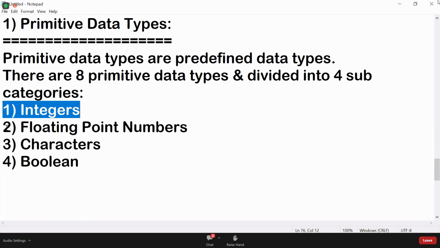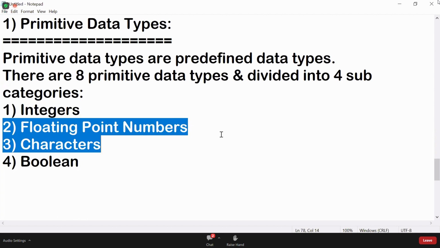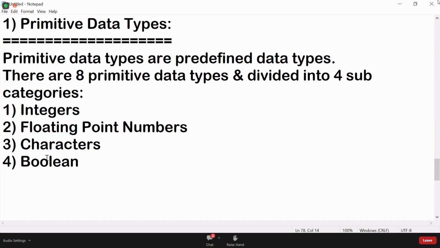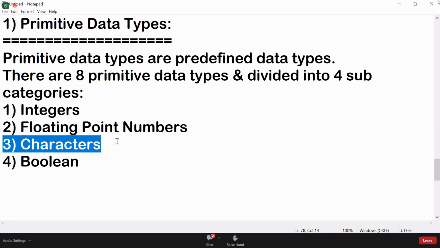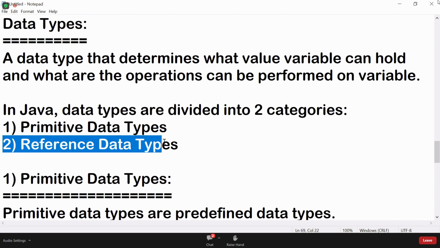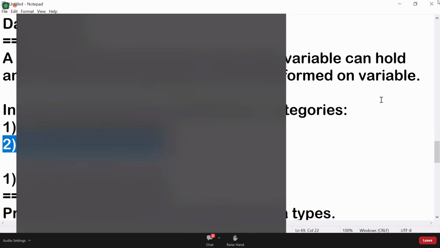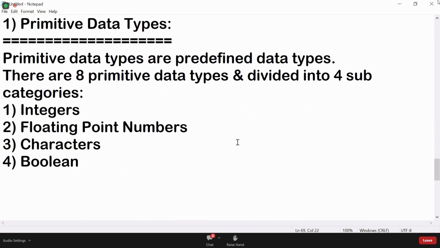6 categories of literals. Integer literals' purpose is the integers data types. Floating point literals' purpose is the floating point numbers category of data types. Character literals' purpose is characters. String literals are there, no? That does not come here. It comes under reference data types. Next, Boolean literals are there, no? Here, the Boolean category.